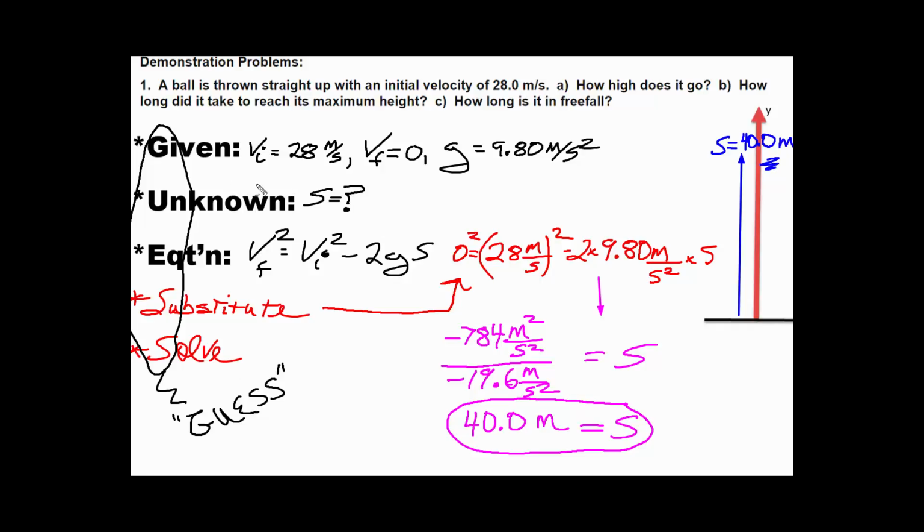We use the givens to populate the equation in the substitution phase. We get 0 squared is 28 meters per second quantity squared minus twice 9.80 meters per second squared times the unknown s, or the displacement. Evaluating to 3 significant figures, we get a displacement of 40.0 meters.